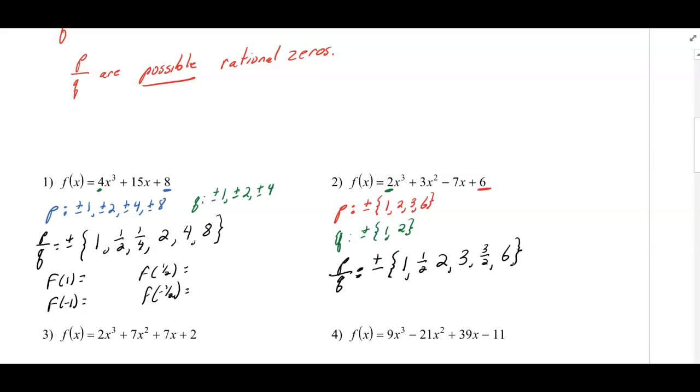Again, when I was in high school, I would need to evaluate f of 1, f of negative 1, and so on to determine which is truly a 0. So you can practice the remaining 4 questions and check your answers on the next page.